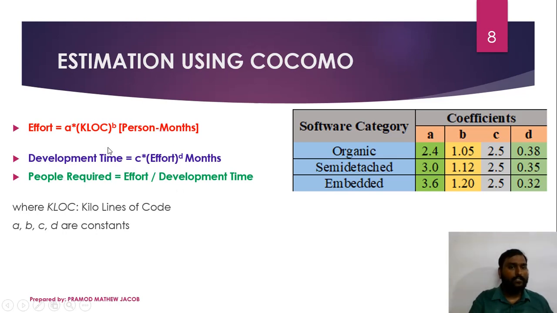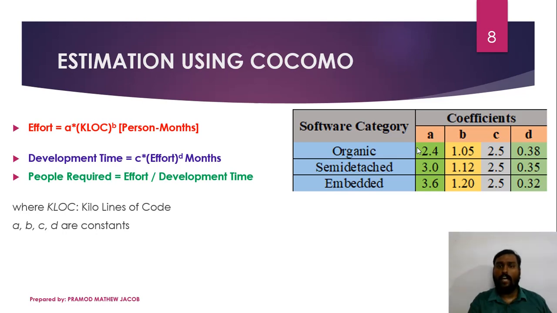In these equations we have seen 4 parameters or 4 constants A, B, C, D. The values of these parameters are different for the different categories of software. We have to learn the coefficient values. For an organic software, A will be 2.4, for semi-detached it will be 3, and for embedded it will be 3.6. The B value will be 1.05 for organic, 1.12 for semi-detached, and 1.20 for embedded.